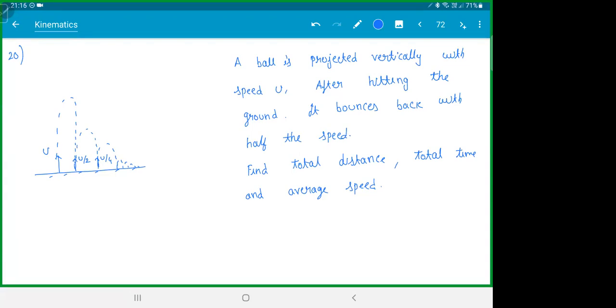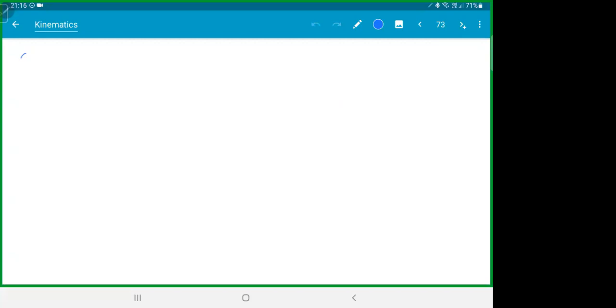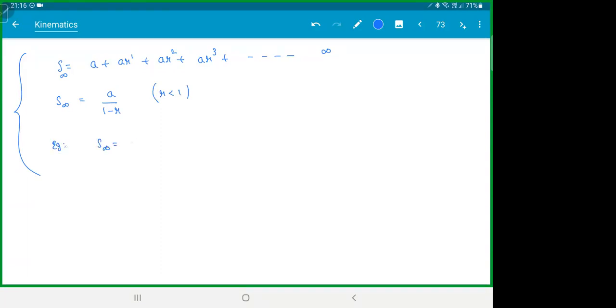There is one concept called infinite geometric progression. Let me brief that in case you forgot or you don't know that. Whenever you have a sum of infinite terms, a, a into r power 1, a into r square, a into r cube, and so on till infinity, this is important, it comes a lot in physics. The sum is given by a by 1 minus r. This is the sum of infinite terms where r is less than 1. This is the formula which you need to mug up. Example, if I say s of infinity is 1 plus 1 by 3 plus 1 by 3 square plus 1 by 3 cube, and so on till infinity. Remember here, a is the first term and r is the multiplying factor, that is second term by first term. It's a ratio of the n plus 1th term and the nth term, that is, nth term by n minus 1th term.